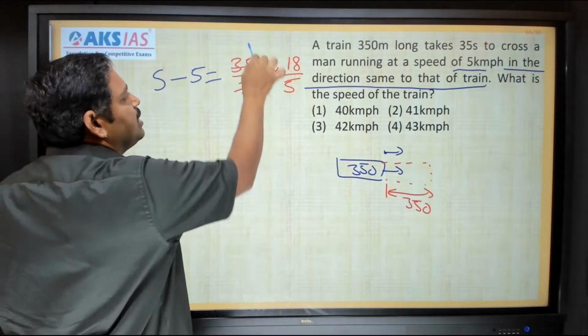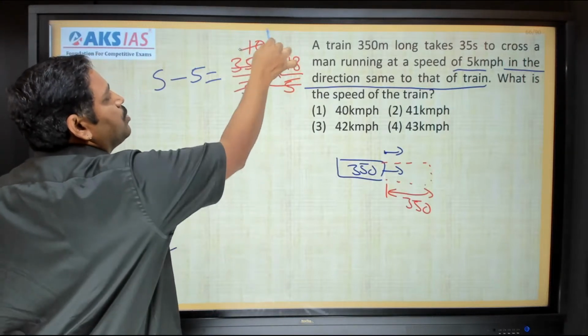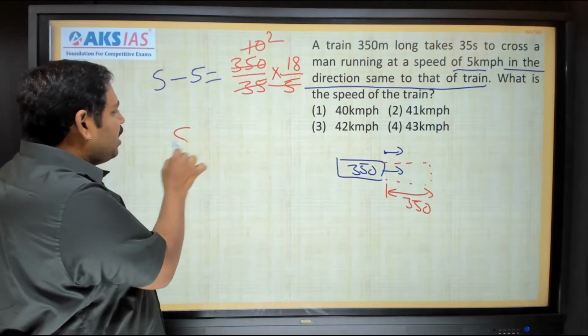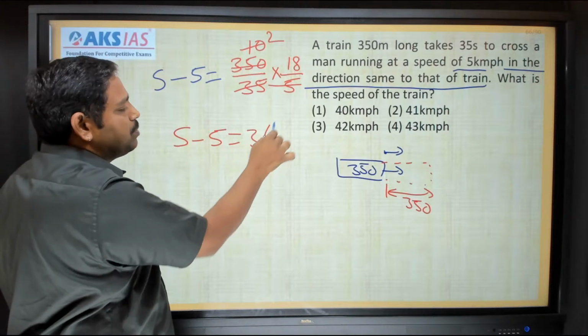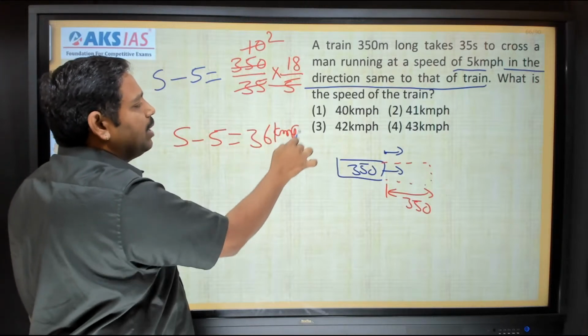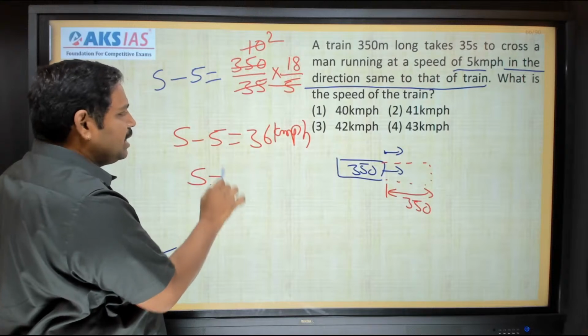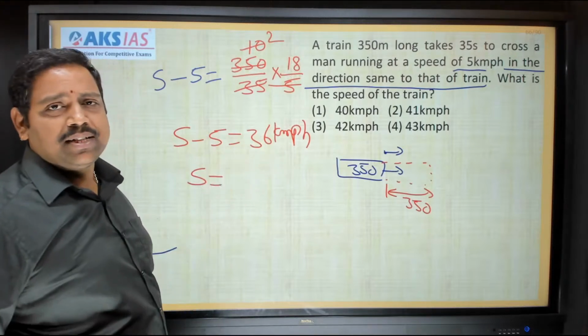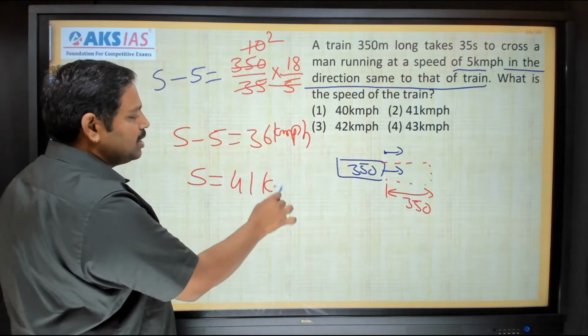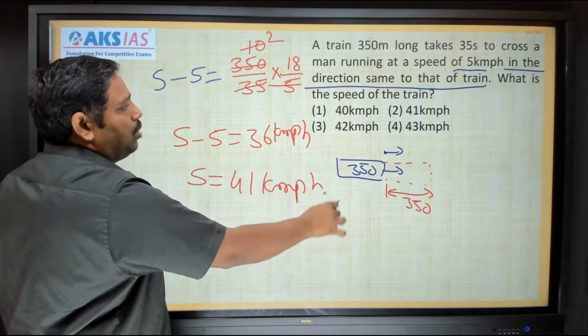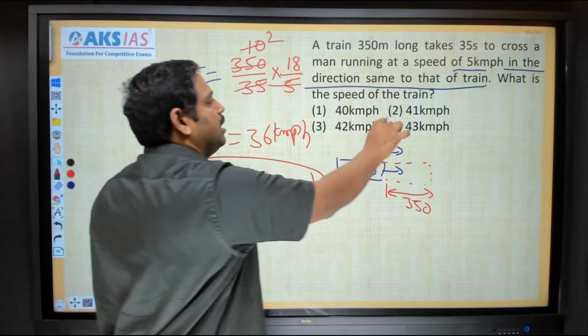35 ones are 35, 5 ones are 5, 5 twos are 10. Right. S minus 5 is equal to how much he specified? 2 into 18, 36 kilometers per hour. Then the speed of the train is nothing but, move the minus 5 to that side, it will be plus. 36 plus 5 is how much? 41. So the speed of the train is 41 kilometers per hour. So the second option is the answer.